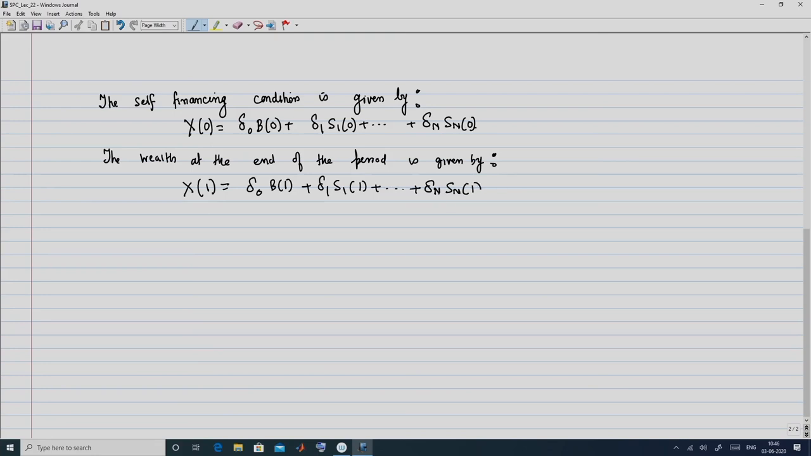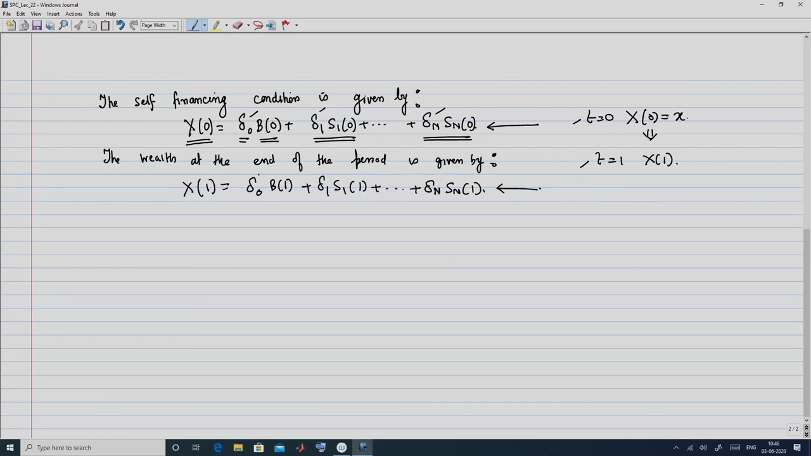So, what do we have here? Basically we start off at time t equal to 0 with the wealth level X0 equal to x, and this at time t equal to 1 has the value of X of 1 given by this relation. So, how do you get X0? Remember that you have invested in delta naught number of bonds at time 0, and you have invested in delta i number of stocks Si at time 0. So, this expression here is going to be the total investment that you have at time t equal to 0, and this must exactly match the amount of money that you have in hand, namely X of 0. Now, remember that this delta naught, delta 1 all the way to delta n, these are positions that you get into at time t equal to 0 and hold on to until time t equal to 1.